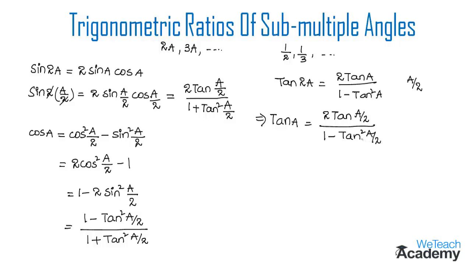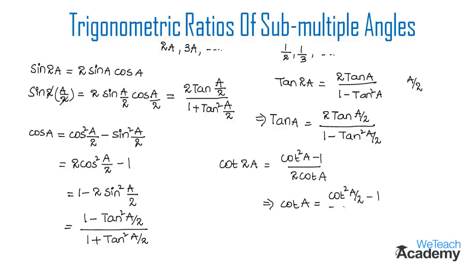And now let us try to find the formula for the submultiple angle for the trigonometric ratio cot. So in order to find the formula, let us consider the formula of the multiple angle 2A for cot. That is cot 2A is equal to cot square A minus 1 divided by 2 cot A. And now, in order to find the formula for the submultiple angle, let us replace A by A by 2. So by replacing, we get cot A is equal to cot square A by 2 minus 1 divided by 2 cot A by 2.